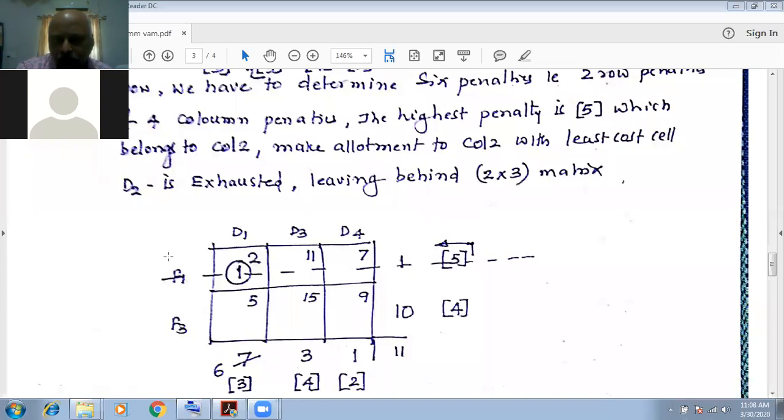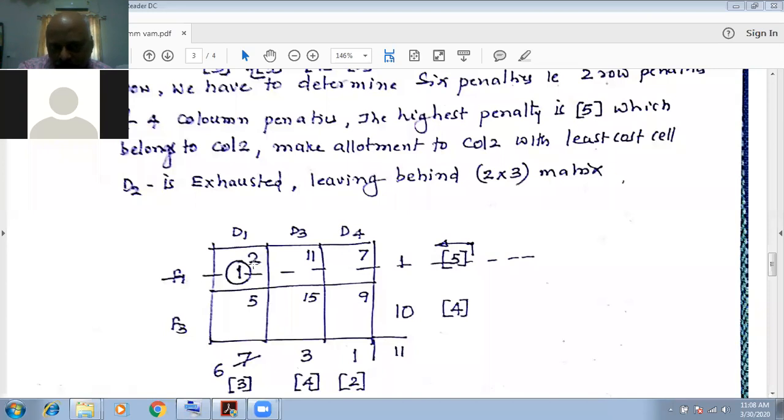Now, I have left with 2 rows and 3 columns. Means I have to find out the five penalties, 2 row penalties and 3 column penalties. So what is the row penalty here? Before making an allotment, this is crossed out, and allotments are done only after calculating the penalties. To start with, this was the only matrix I had, with 2 rows and 3 columns.